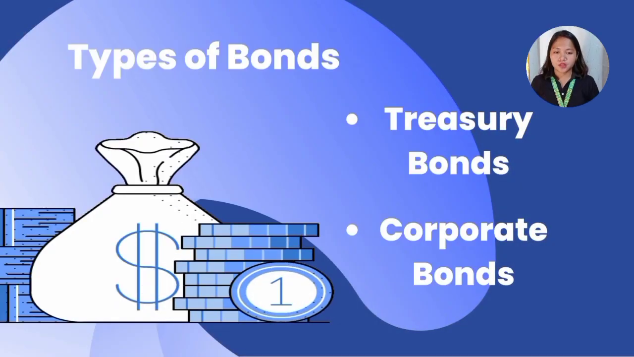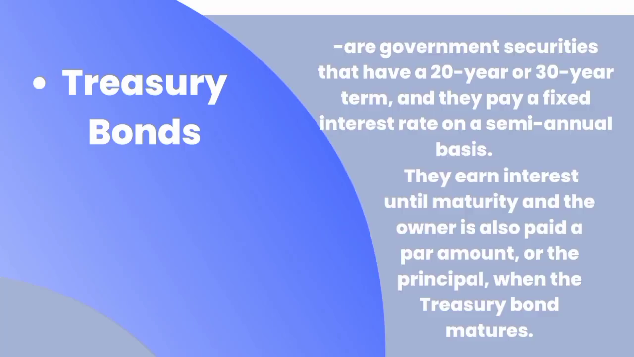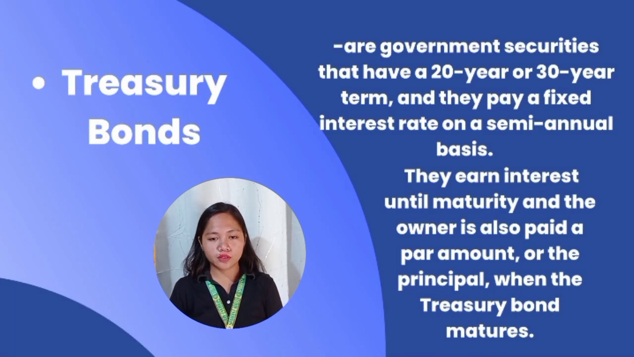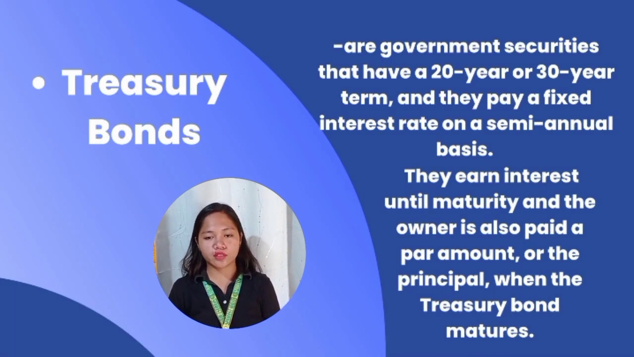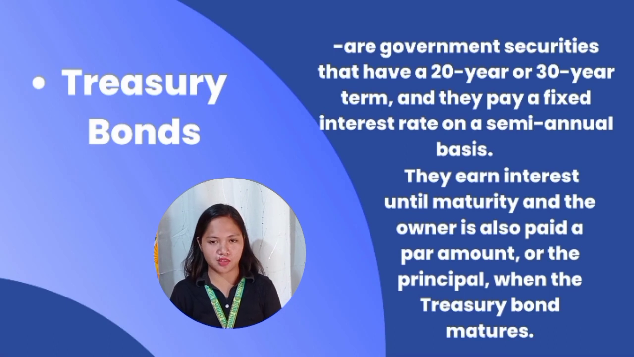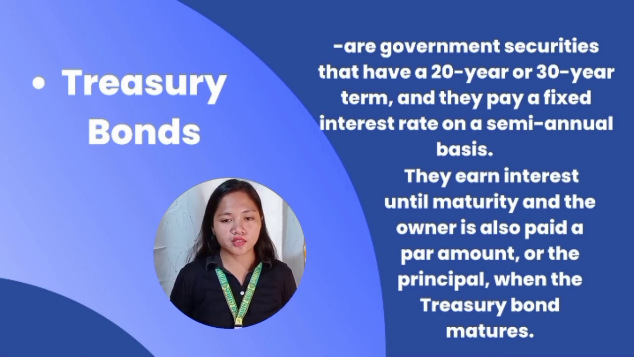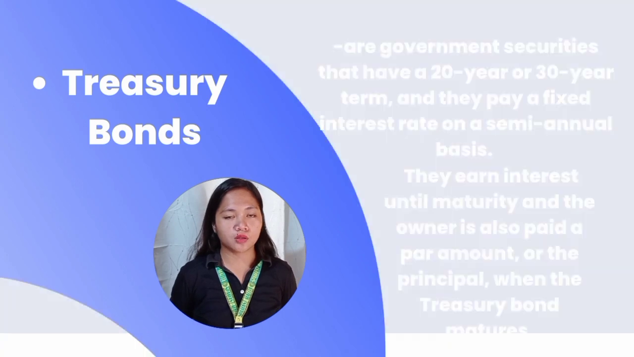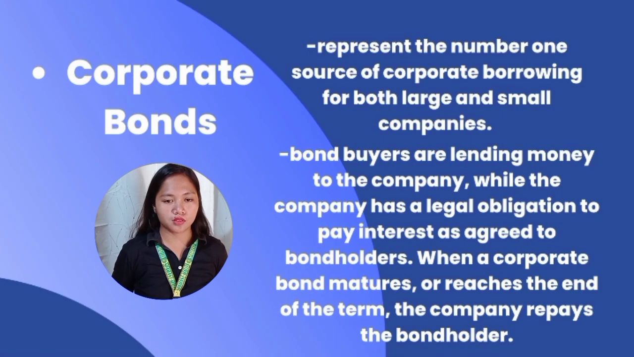The types of bonds. Number one, treasury bonds. Treasury bonds are government securities that have 20 or 30 year terms and they pay a fixed interest rate on a semi-annual basis. They can earn interest until maturity and the owner is also paid a par amount or the principal when the treasury bond matures. Number two, corporate bonds.